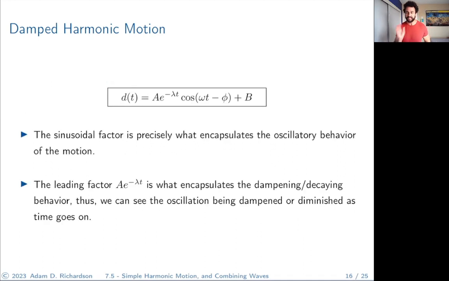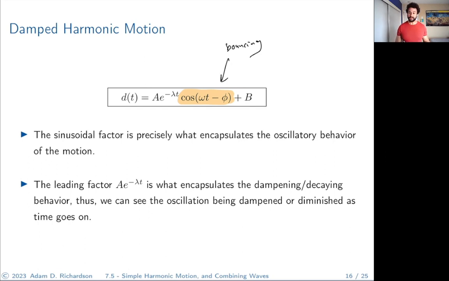This is where things can get really fun, because whenever you look at these types of functions or models, you should take to heart that each piece of it is representing an attribute of interest, or something intuitive. Like I say with this first point, the sinusoidal factor is precisely what encapsulates the oscillatory behavior of the motion. So this cosine function is the part of the model that is specifically describing the oscillation, the bouncing. That's how we describe the bouncing part.